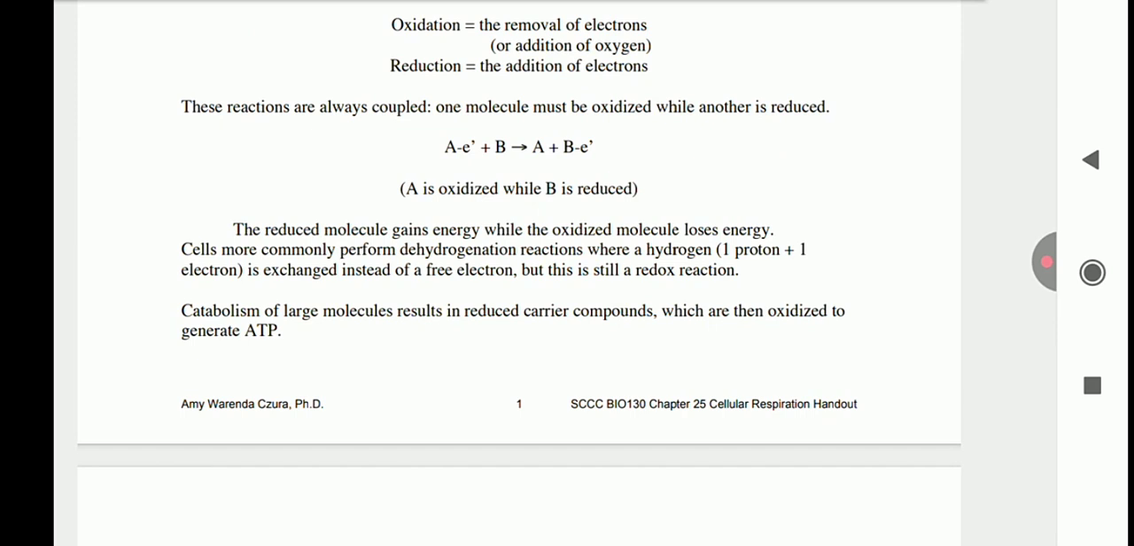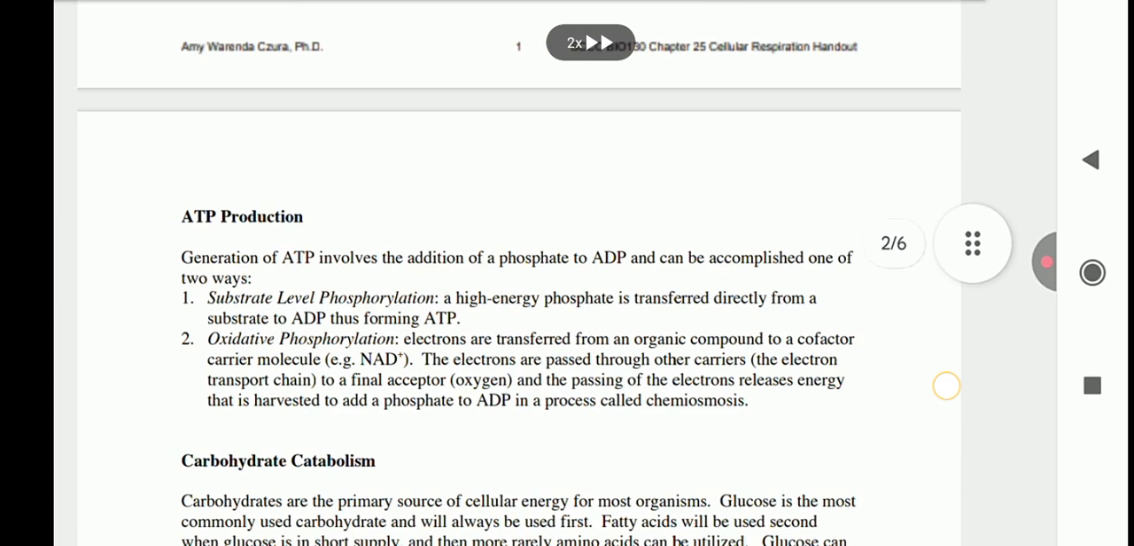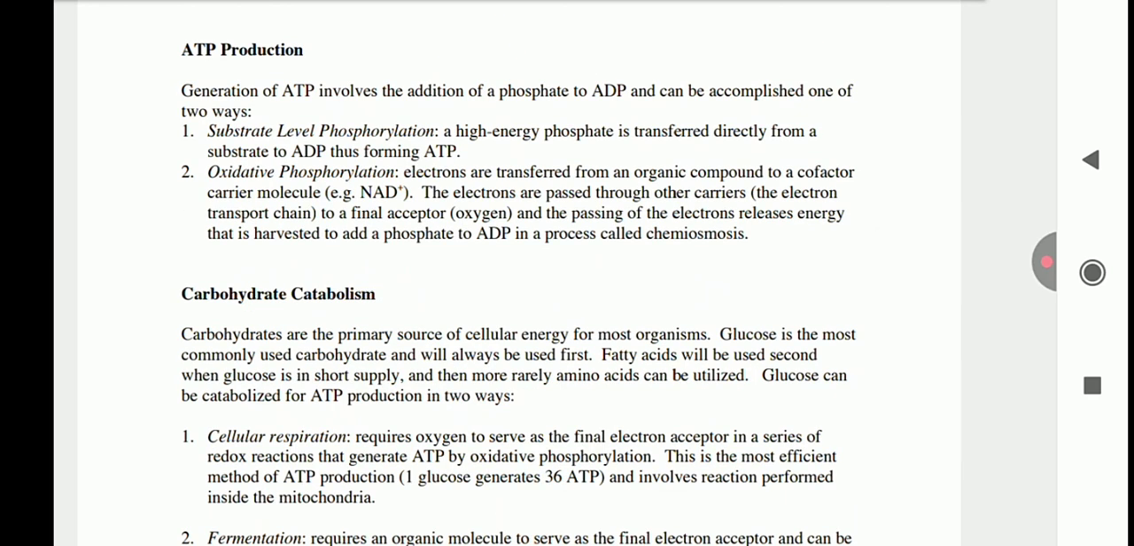Catabolism of large molecules results in reduced carrier compounds which are oxidized to generate ATP. ATP production. Generation of ATP involves the addition of a phosphate to ADP and can be accomplished in one of two types. First, substrate-level phosphorylation. A high energy phosphate is transferred directly from a substrate to ADP, thus forming ATP.